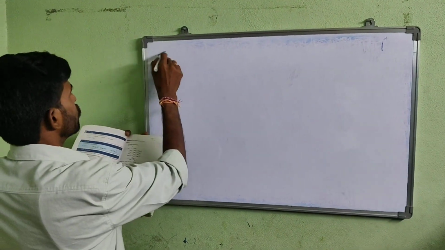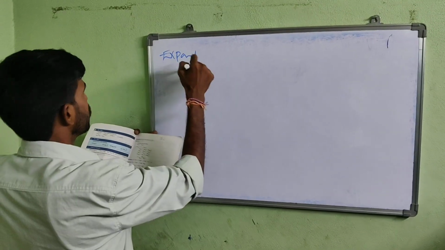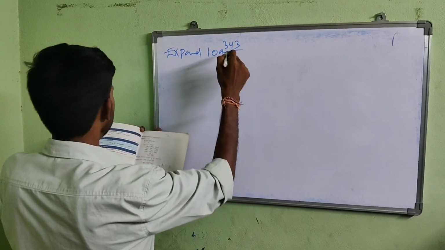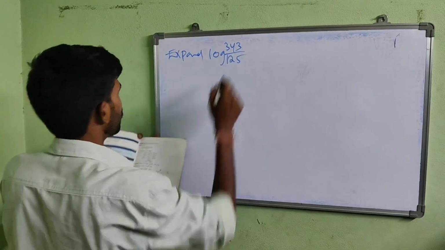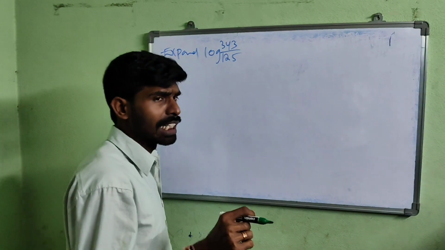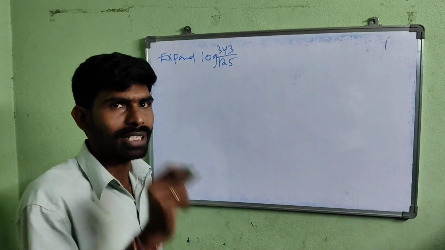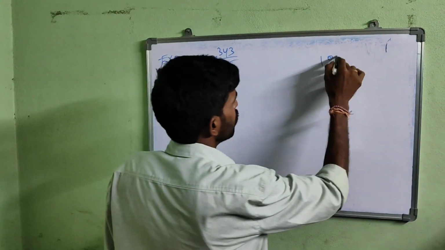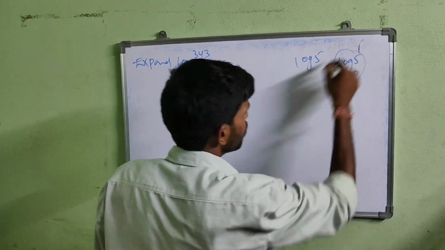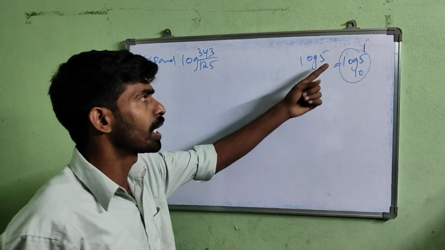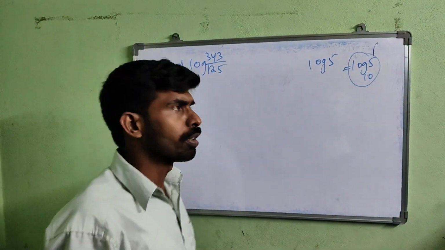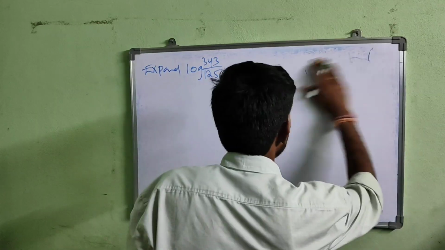Now expand log of 343 by 125. There is no base in the log, which means the common base is 10. Simply log 5 means log 5 to the base 10. You need to remember this one.